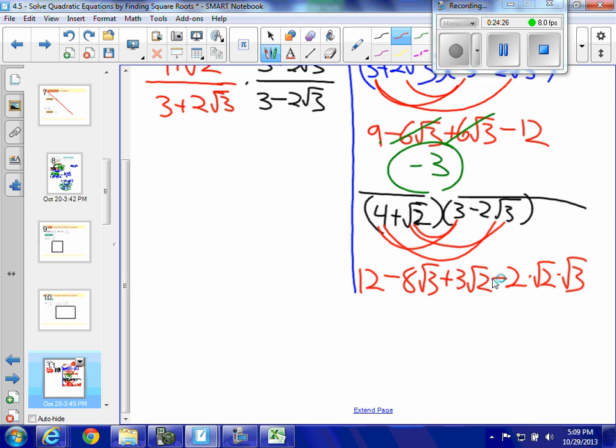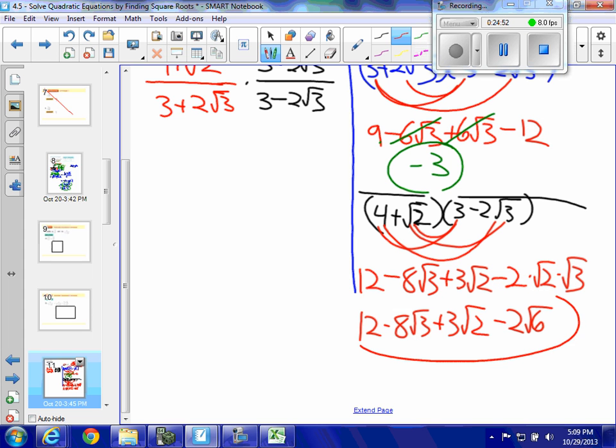All right, let's do some simplifying of this term. I have 12 minus 8 radical 3, can't do much there, plus 3 radical 2, can't do much there, minus 2 radical 6. I don't think I can do much with that at all. So I see my numerator as being that. Yes, it's a big ugly number, but it is what it is.